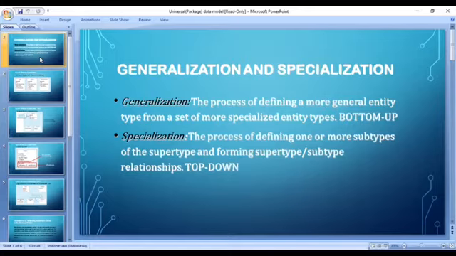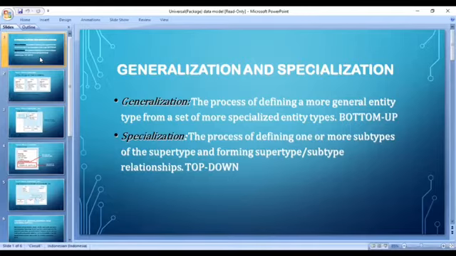Generalization and specialization. First, I will explain generalization. Generalization is the process of defining a more general entity type from a set of more specialized entity types, or we can call it a bottom-up process. And the second one is specialization. Specialization is the process of defining one or more subtypes of the supertype and forming supertype or subtype relationships, and we can call it a top-down process.